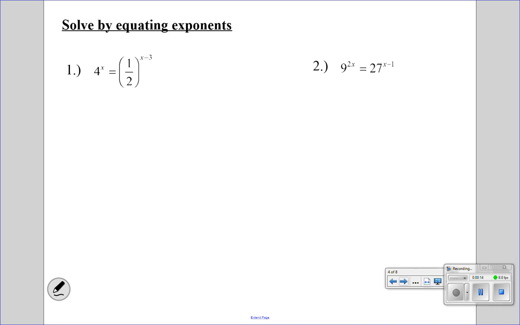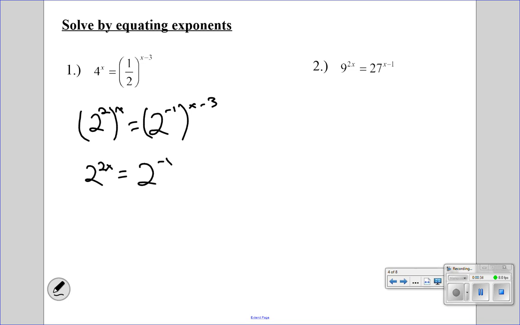So we look at our bases, 4 and 1/2, and we think what common base can they both be written as a power of? 4 is obviously 2 squared, and 1/2 is just 2 to the negative 1. Now, since we have power to power, we can multiply, so we have 2 to the 2x equals 2 to the negative x plus 3. We have to make sure to distribute.